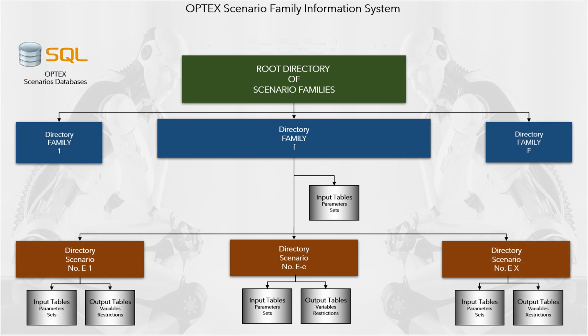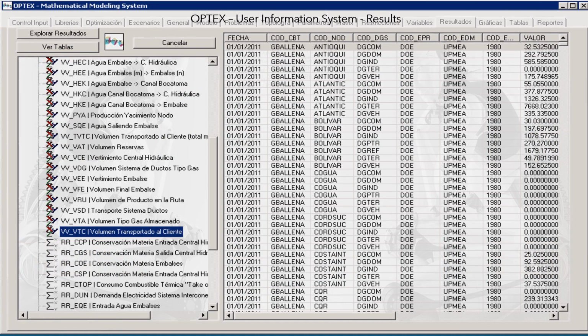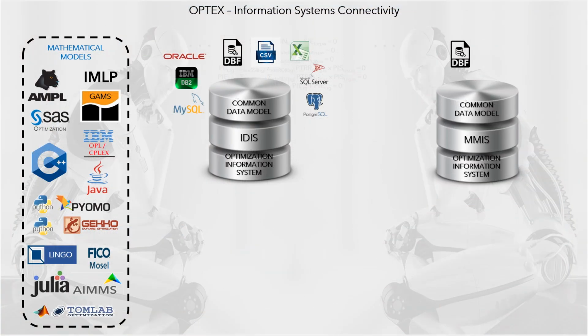To store all the results of the runs of the models, OPTEX automatically generates the structure of an extended information system, based on the scenario and scenario families concepts. All result tables are stored in normalized relational tables. The fundamental elements of the OPTEX architecture are a relational information system, which integrates two specialized information systems. Mathematical Modeling Information System, MMIS, stores the entire mathematical modeling environment, and Industrial Data Information System, IDIS, stores customer data.